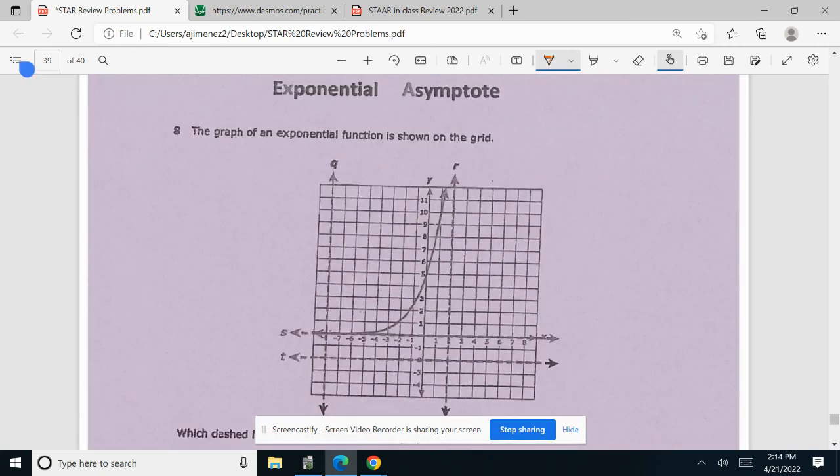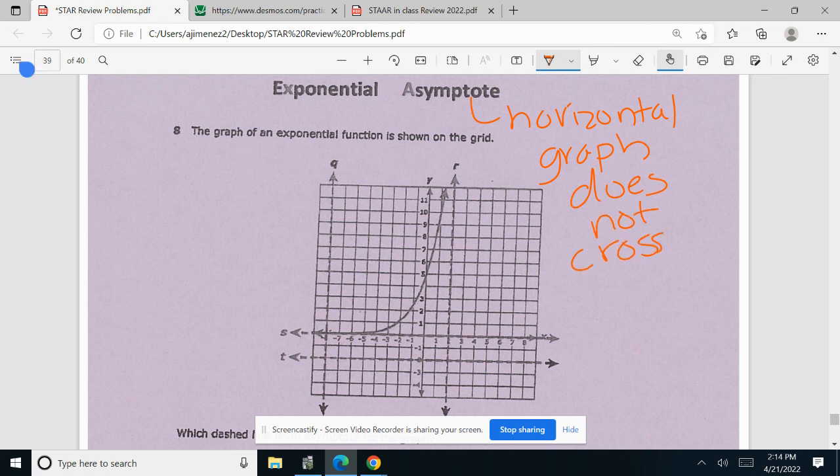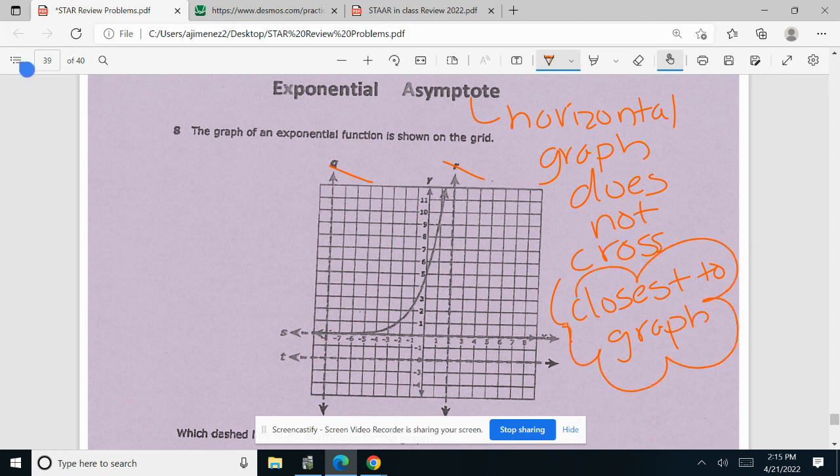Right, we go to the next one, asymptote. I like to say isotope. But an asymptote is the horizontal line the graph does not cross. So horizontal line, that means that Q is out and R is out. Which one of these is closest to the graph? It's closest to the graph and then it doesn't cross it. All right? The closest to the graph that doesn't cross is S.